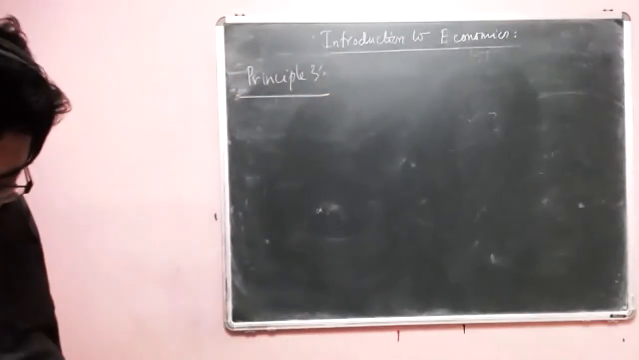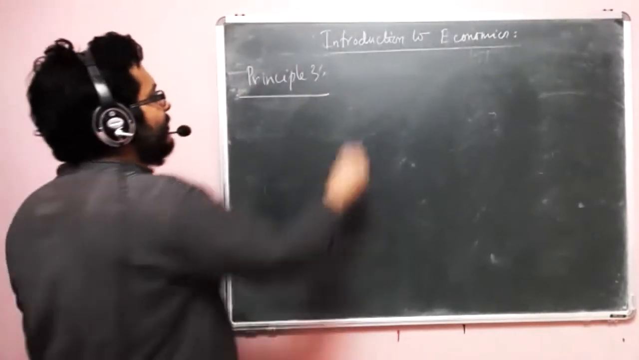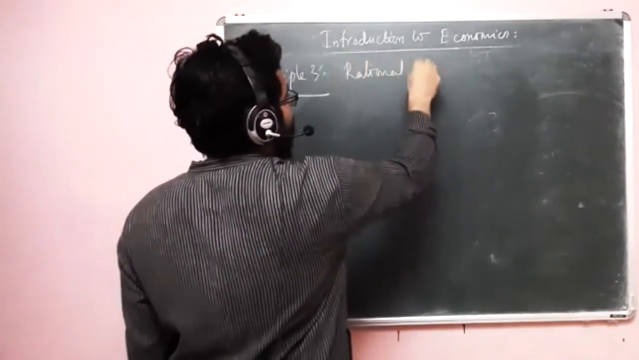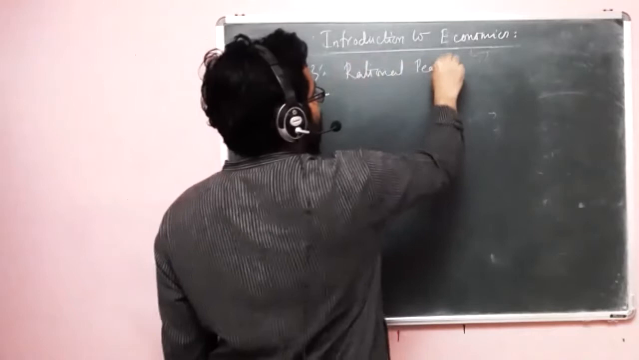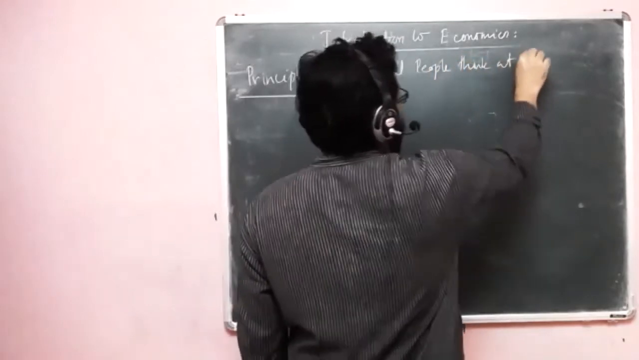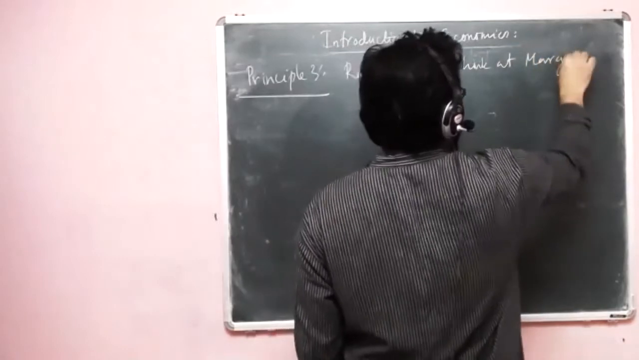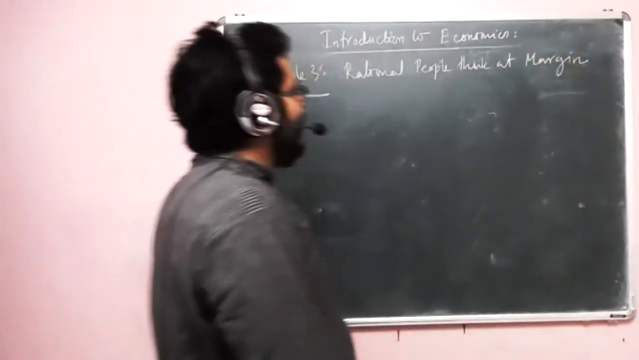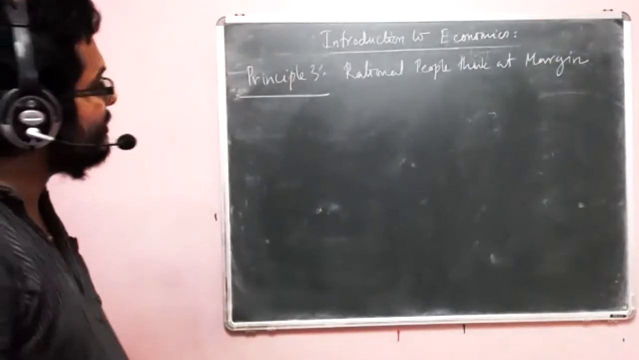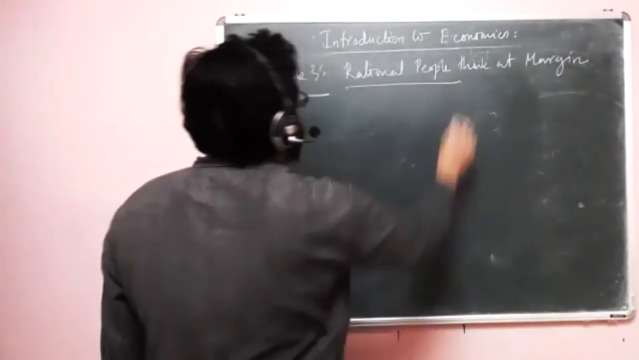Okay. And it says rational people think at margin. Okay. So first let us look at what it basically means. First we have to understand what rational people means.